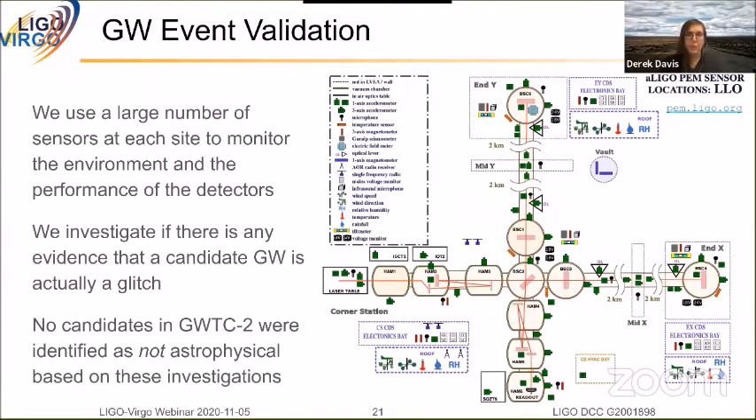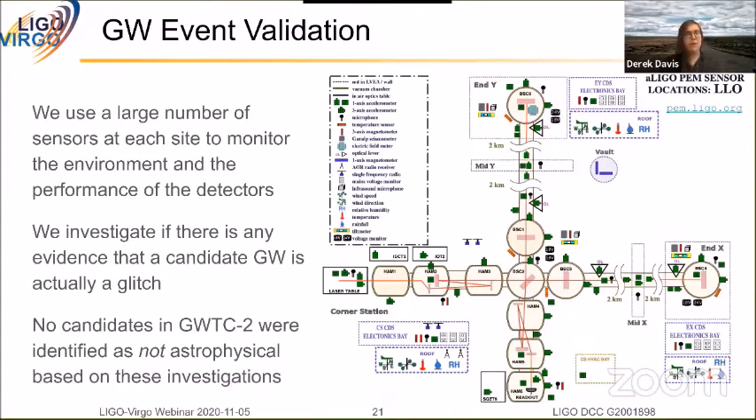On the right, I'm showing one example of the sensor array at LIGO Livingston. This is the Physical Environmental Monitoring Sensor Array, PEM for short. This includes things like accelerometers all over the site that are trying to measure any type of shaking that's happening, to things like wind gauges, temperature sensors, microphones, even cosmic ray detectors. So really, if there's anything happening at any of our interferometer sites, we want to know about it.